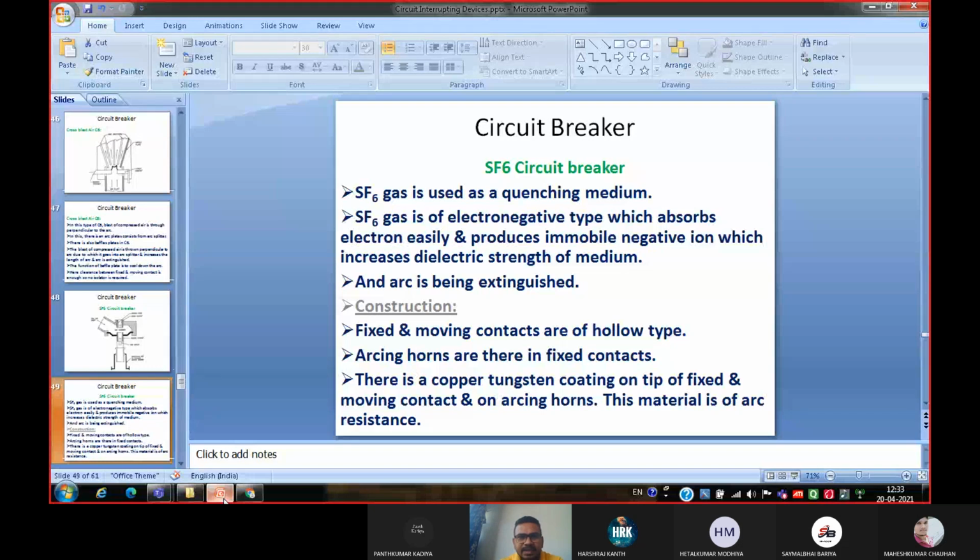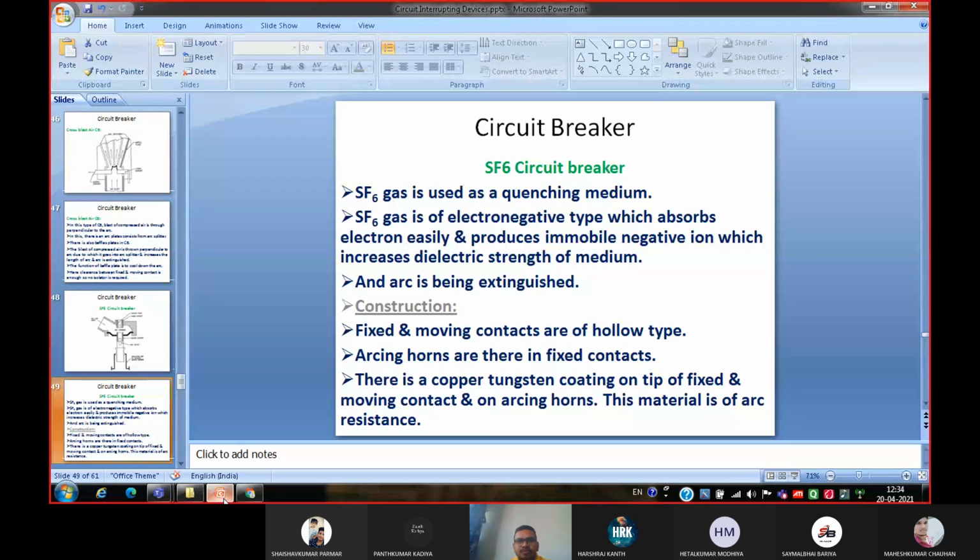We can say that the arc quenching medium used in this circuit breaker is SF6, sulfur hexafluoride. So SF6 gas is used as an arc quenching medium. Whatever arc is generated or produced in this SF6 circuit breaker is quenched by using the SF6 gas. That's why the name given to this circuit breaker is the SF6 circuit breaker.